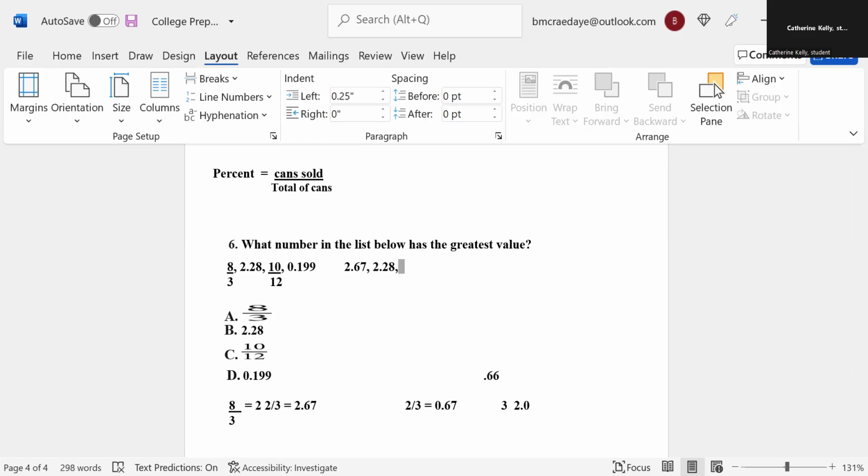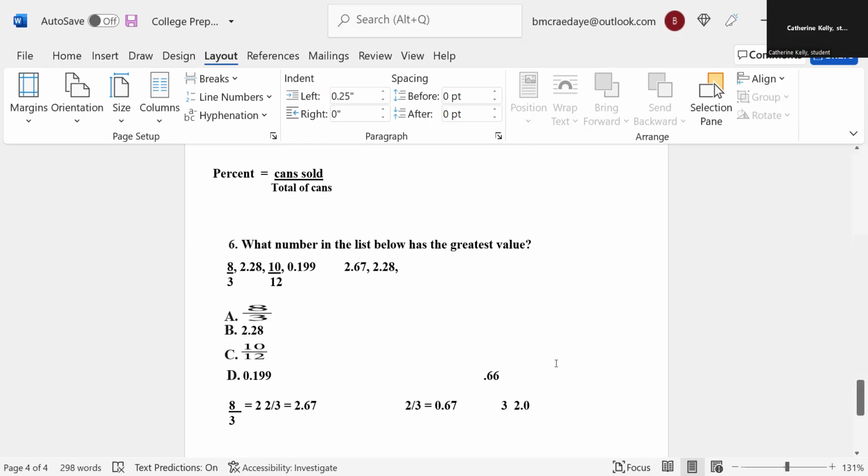10 divided by 12. No, 10 divided by 12, so 12 is your divisor. Outside the box. So that's 12.